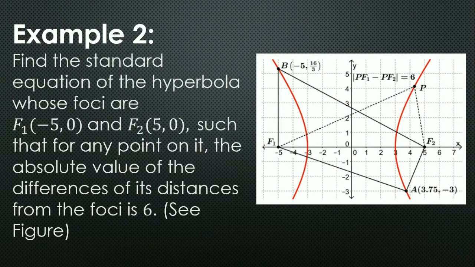For the second example, find the standard equation of the hyperbola whose foci are given, such that for any point on it, the absolute value of the differences of its distances from the foci is 6. See the figure. For the solution, watch this video.